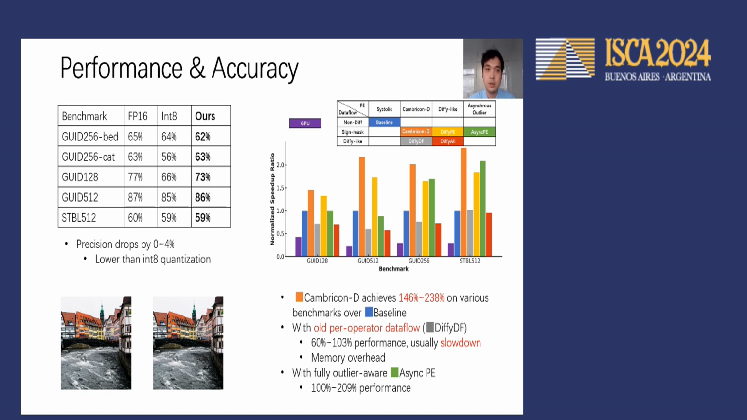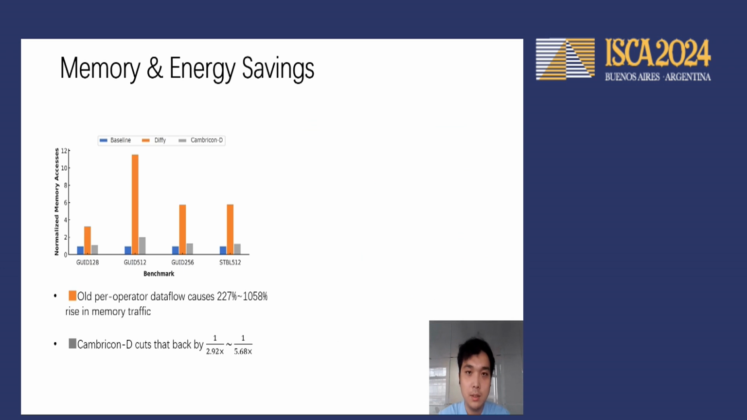Also, to show the value of our novel PE, if we use a traditional outlier-aware PE shown in green, then only 100 to 209% of speedup can be achieved. The old data flow has a slowdown despite compute acceleration, as we measured 2.27 times to 10.58 times more memory traffic in them. This traffic causes the slowdown.